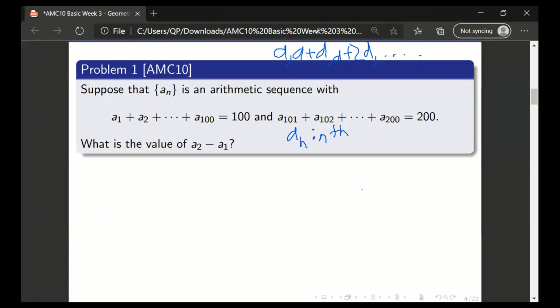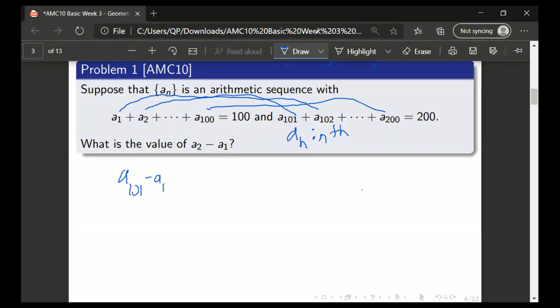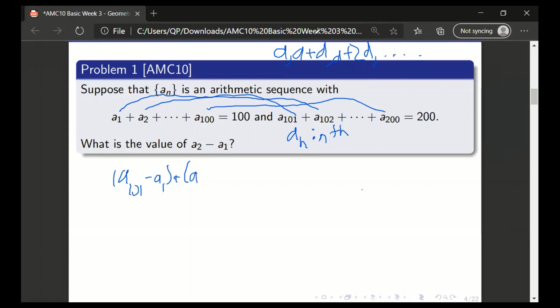Okay, so you can see here that these all have a difference of 100. And so you can see that if you subtract these two equations, you can group the terms. So what you get is a_101 minus a_1 plus a_102 minus a_2 plus all the way to plus a_200 minus a_100. And this just equals 100.